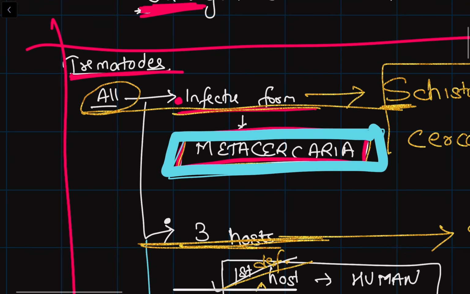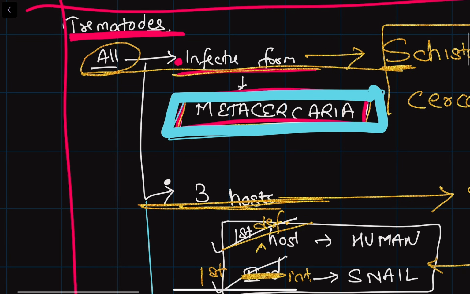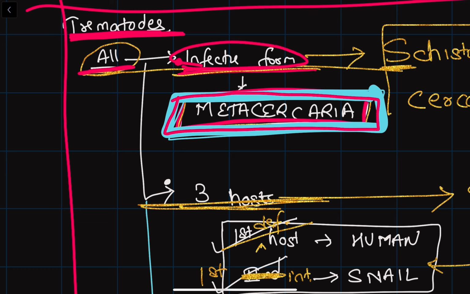So first, let's talk about the Trematodes. There are some common points in all the Trematodes, and there is an exception in every one. The first common point is that all of the Trematodes have their infective form known as the metacercaria.